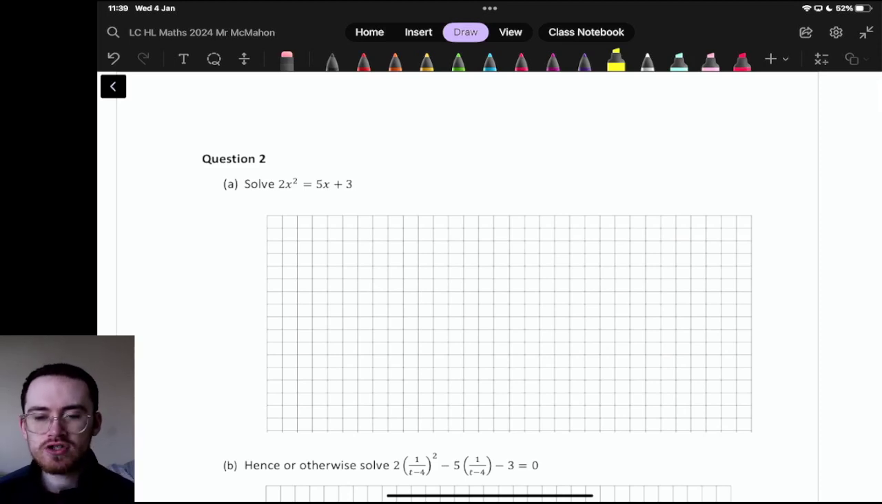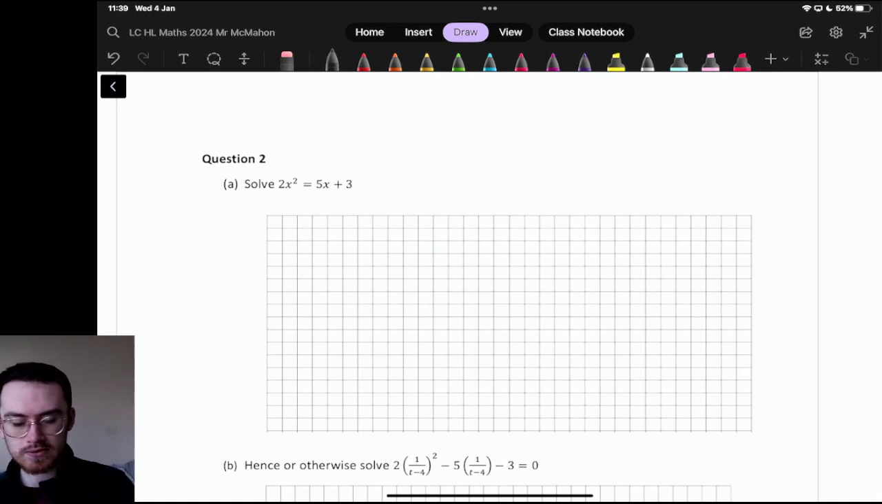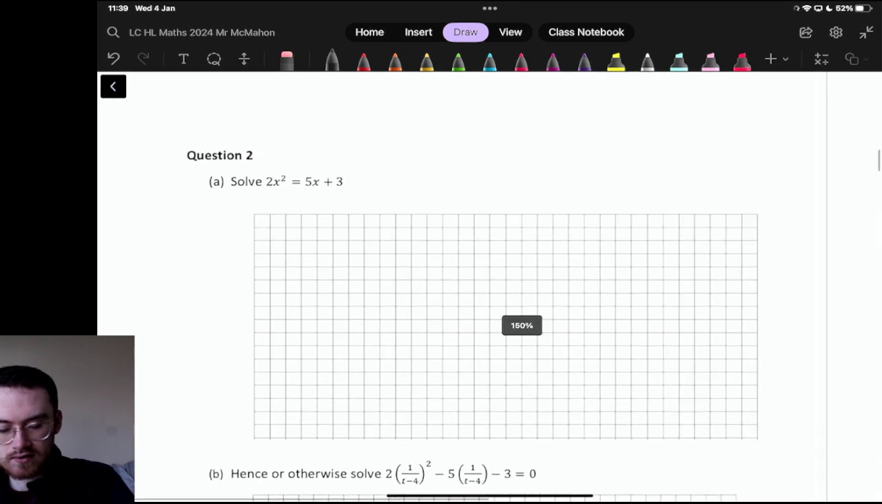Okay, so question 2 starts with: solve 2x squared is equal to 5x plus 3. We should know by looking at that question that it looks similar to a quadratic. We have that x squared term, we have the x term, we have the number term. The only thing that's different, I suppose, is that it's spread across the equal sign. So our first step is going to be just to rearrange.